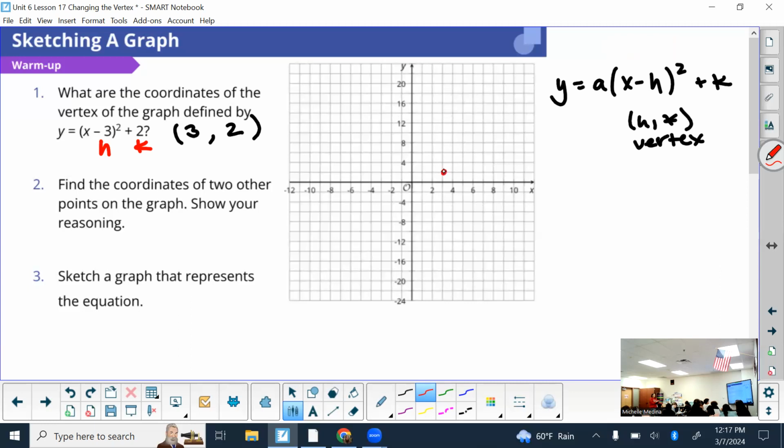So you should have on your graph the coordinate for the vertex. Also pay attention to how they're numbering it. The tick marks on the x-axis go up by 1. The tick marks on the y go up by 2. So (3, 2) is this.